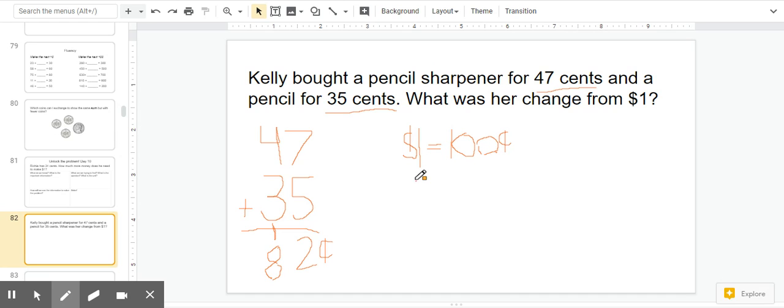I'm also going to write the subtraction equation, and just like before, I'm going to write it vertically. 100 minus 82.